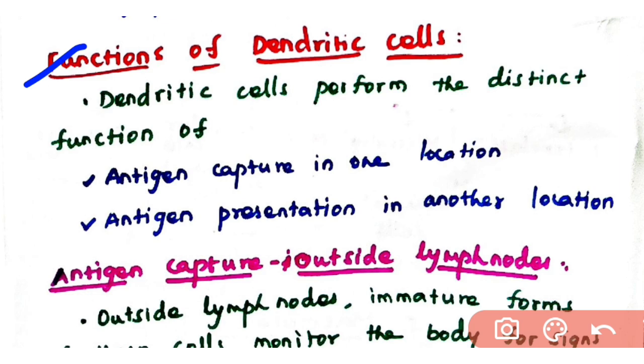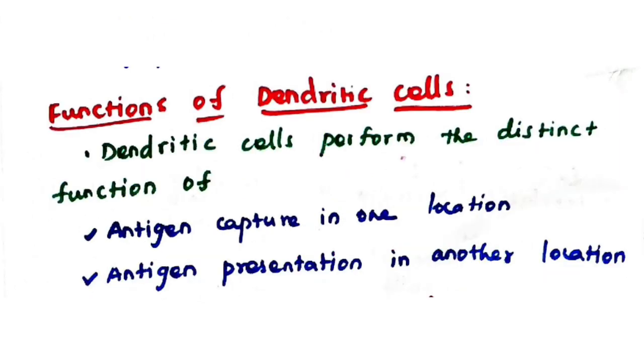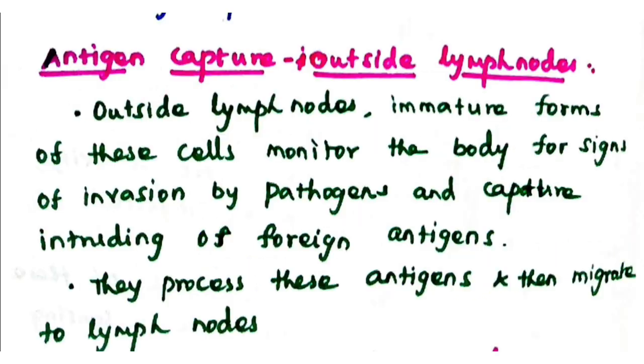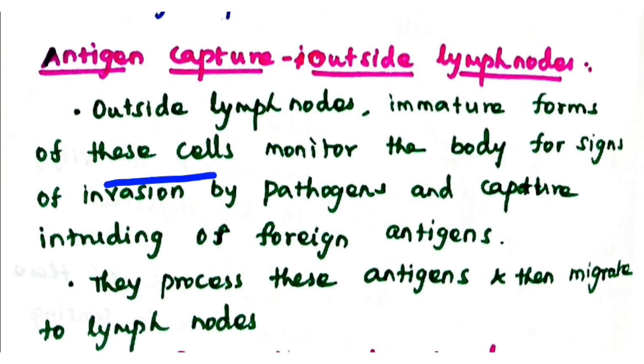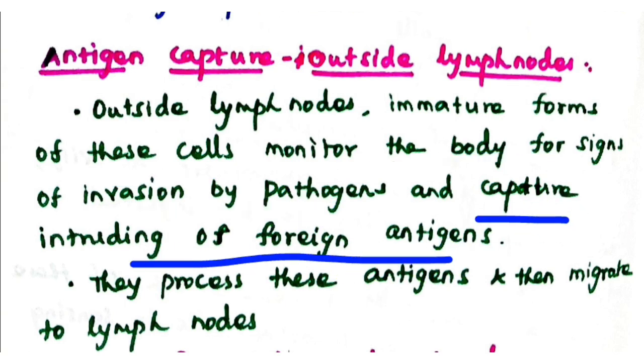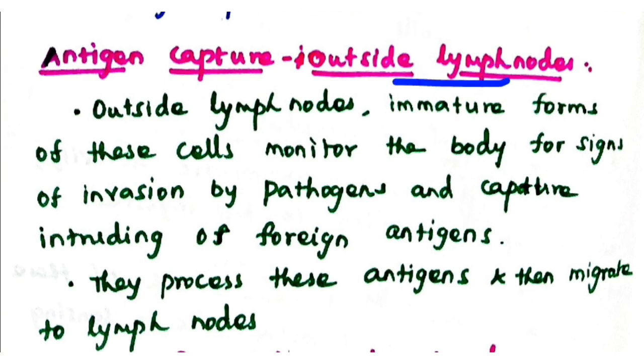Next, the functions of dendritic cells. There are two types of functions for a dendritic cell. In one location it will capture the antigen, and in another location it will present the antigen. Outside lymph nodes, these immature dendritic cells monitor the body for signs of invasion by pathogens, and they capture the intruding foreign antigens. So outside the lymph nodes they watch for antigens and capture the antigen once they find it.